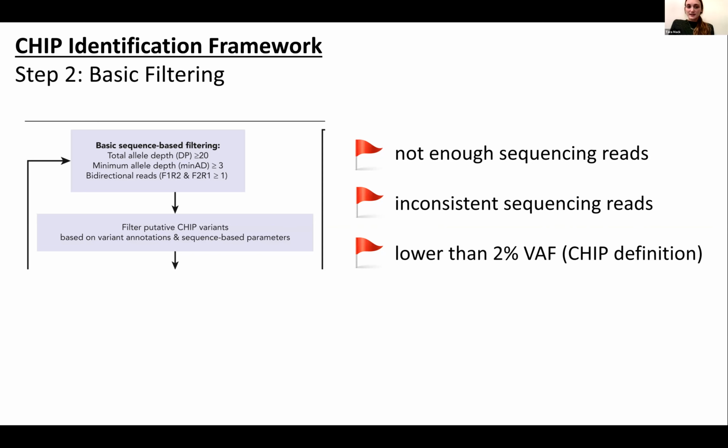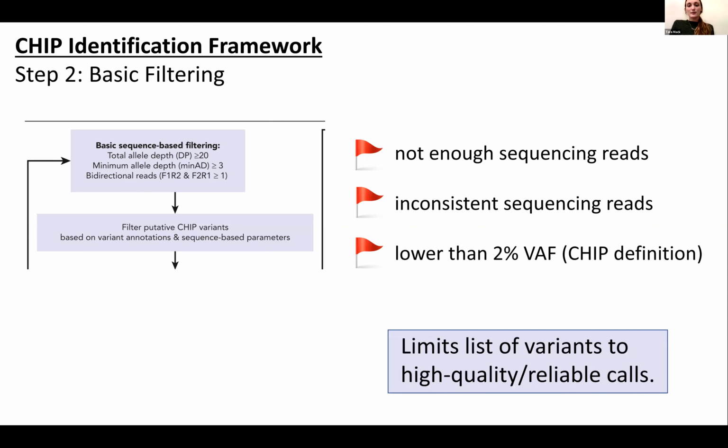So like I said, this step is really, really important and it eliminates a lot of these variants. And we want to make sure that we have high quality and reliable calls. And so these are general steps that I think pretty much anyone that calls CHIP will use. But the next part of the pipeline is where I think our lab has really spent some time developing a really good method that takes into account more factors than just these basic sequencing filters.